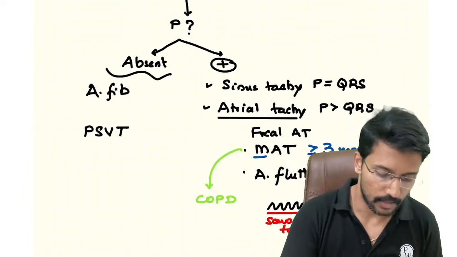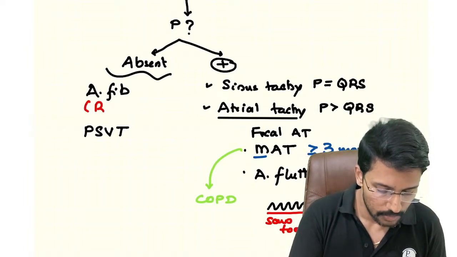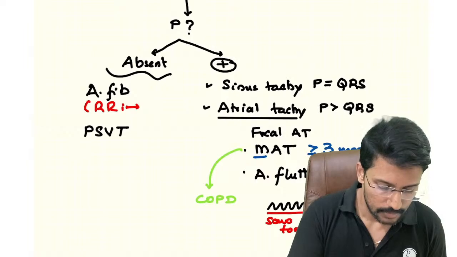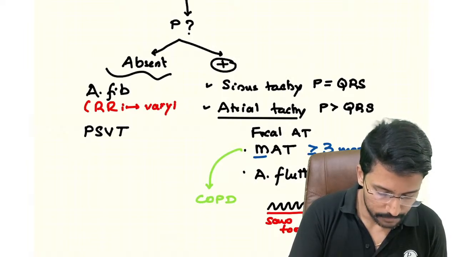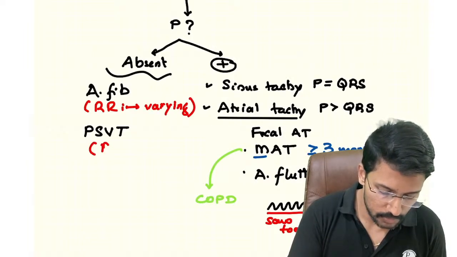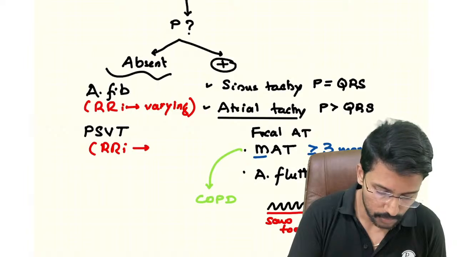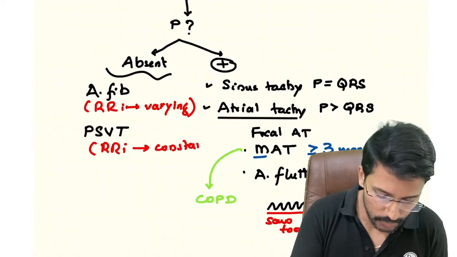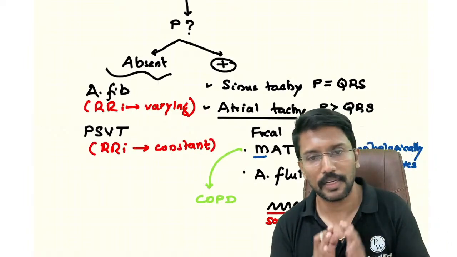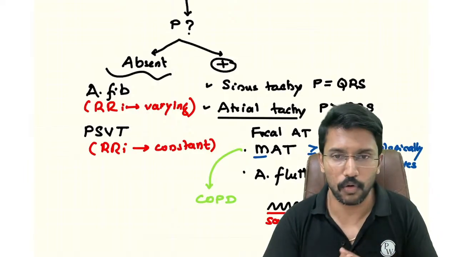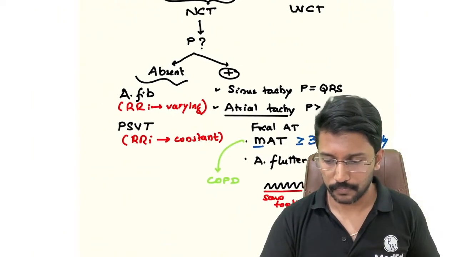By looking at the RR interval. In atrial fibrillation, the RR interval is varying, it is not constant. In patients with PSVT, the RR interval is going to be constant. So that helps us to differentiate between atrial fibrillation and PSVT. This is our approach to narrow complex tachyarrhythmias.